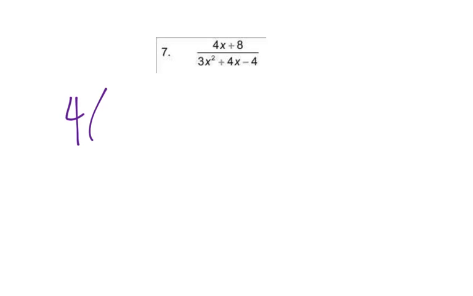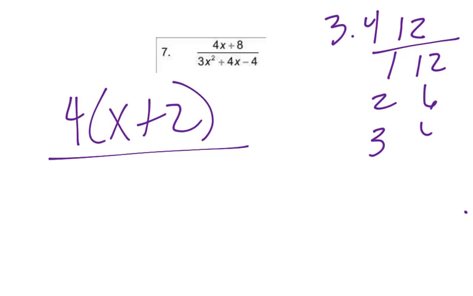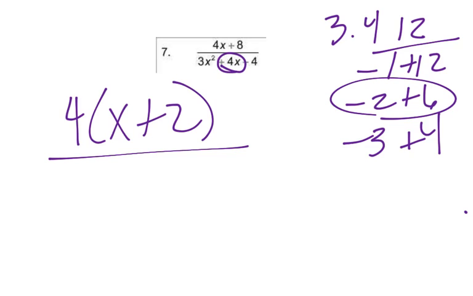The top, you can pull a 4 out, and it leaves you x plus 2. The bottom, can't pull anything out, and it's a trinomial. So you're going to want to go to your orange paper. You're going to be using the factor rules that are on the poster on the wall. You're going to find the factors of 12 because 3 times 4 is 12. So 1 and 12, 2 and 6, 3 and 4. Signs are different, and the big one is positive, so the little ones are negative. I need them to equal 4, so it's 6 and negative 2.